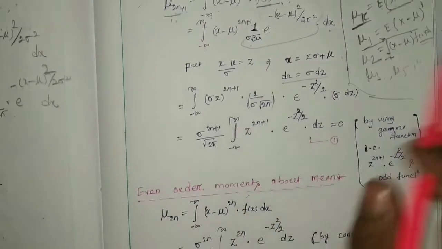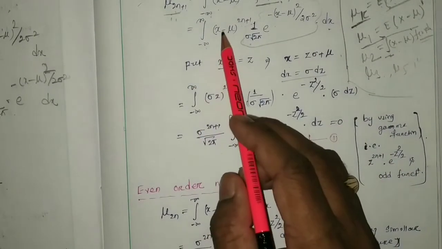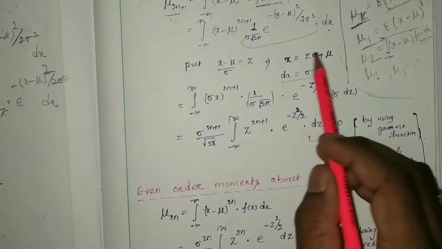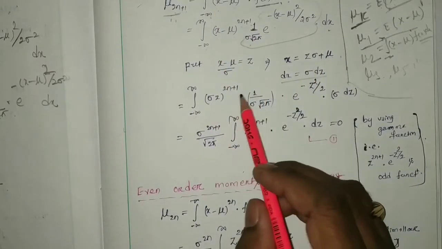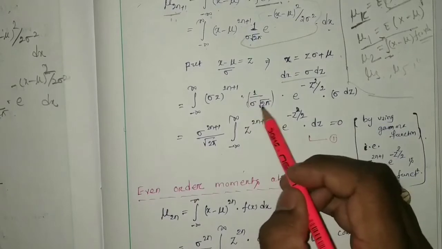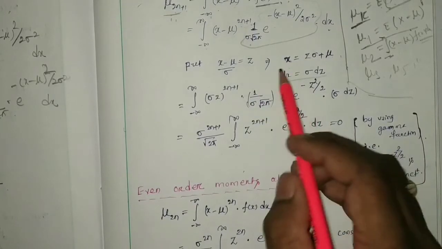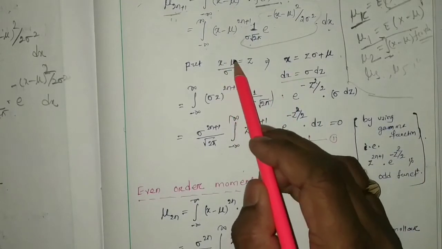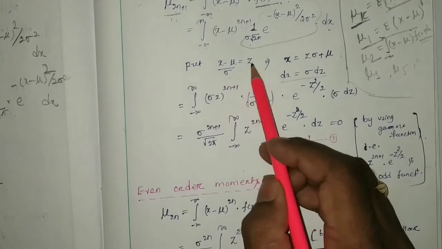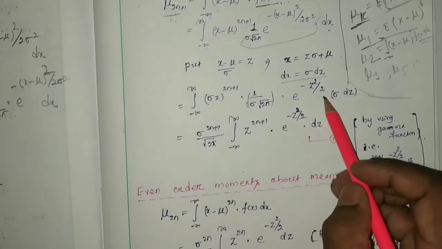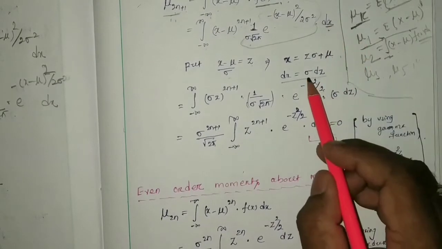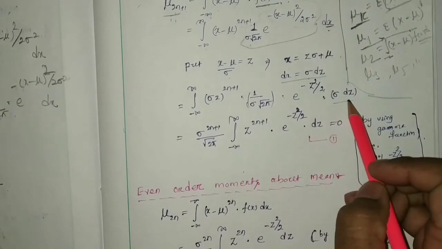Here we find minus infinity to plus infinity, here x minus mu is nothing but sigma z, so sigma z to the power 2n plus 1 into 1 by sigma root 2 pi into e to the power, as we have considered that x minus mu by sigma equal to z, so it will be e to the power minus z square by 2 into dx, which is nothing but sigma dz. So sigma dz I have written over here.